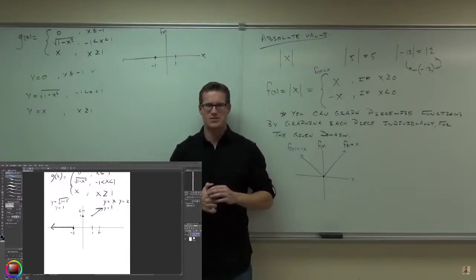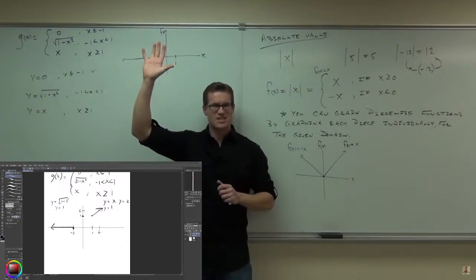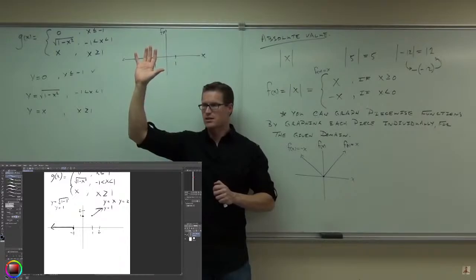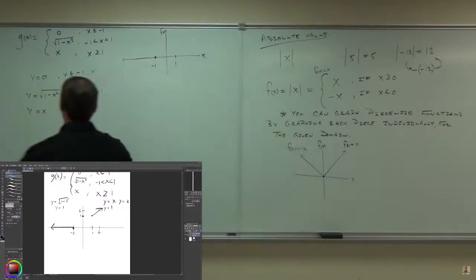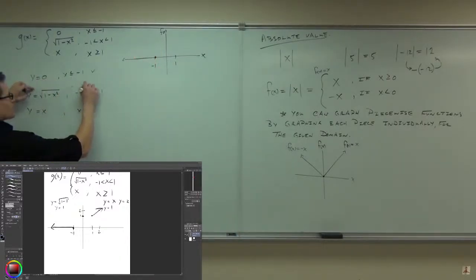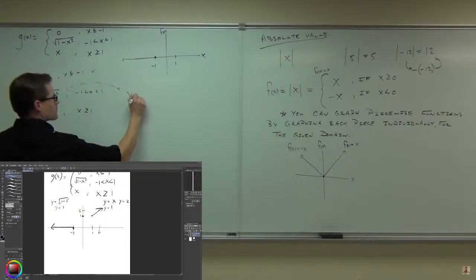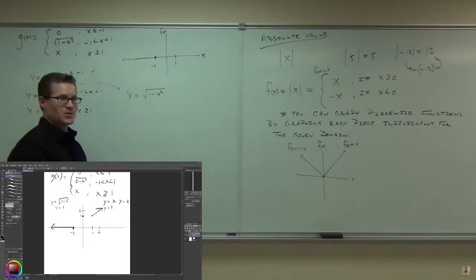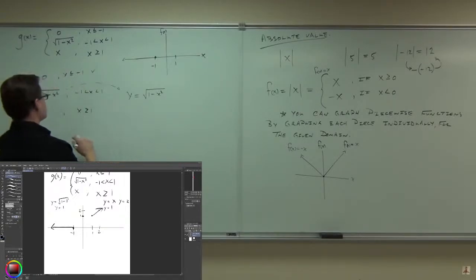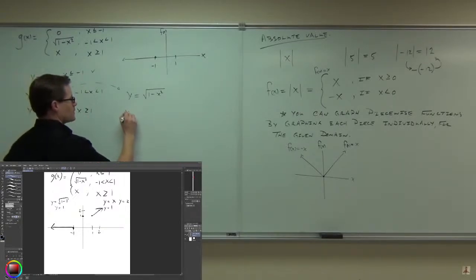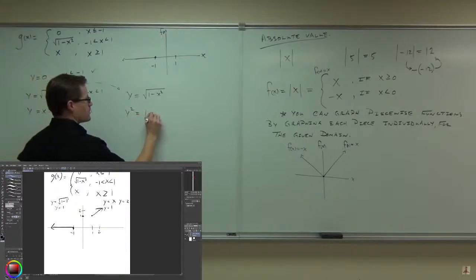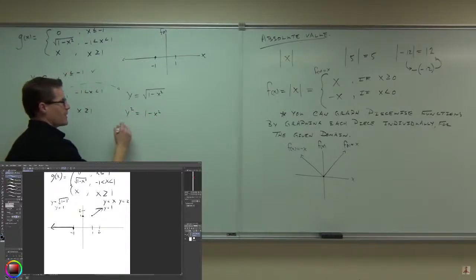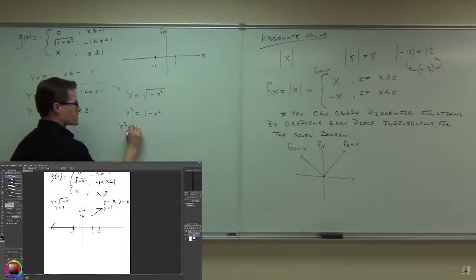Are you okay that this is a circle? How many people feel okay that that's a circle? You can see it. If you can't see it, don't raise your hand. Not so much. If you're like, oh my gosh, what in the world is that? Square both sides. You get y squared equals 1 minus x squared. If you add the x squared, you get x squared plus y squared equals 1.